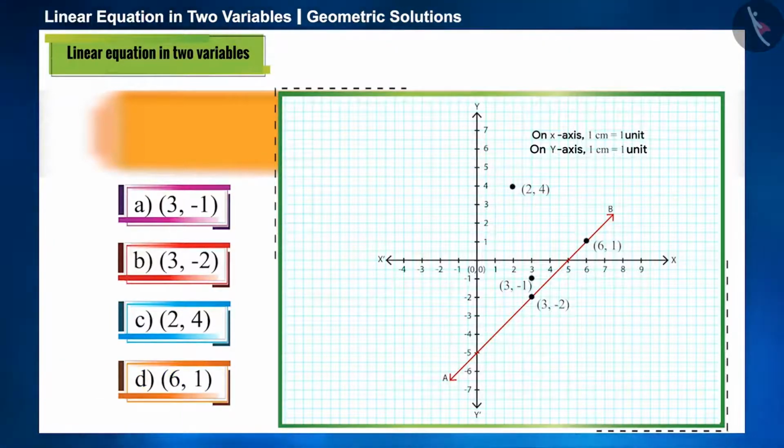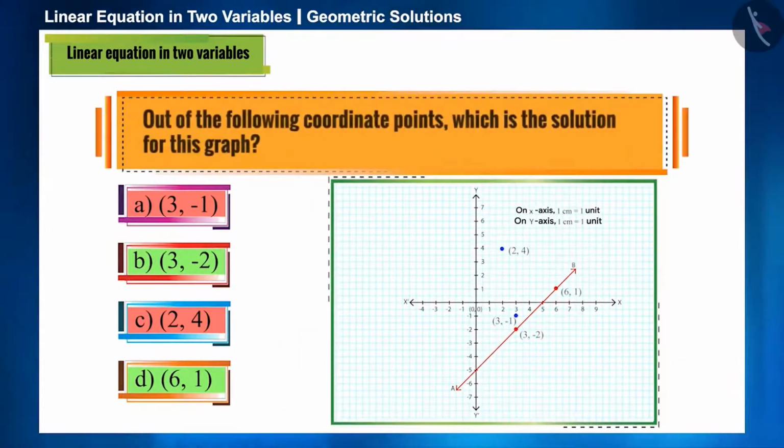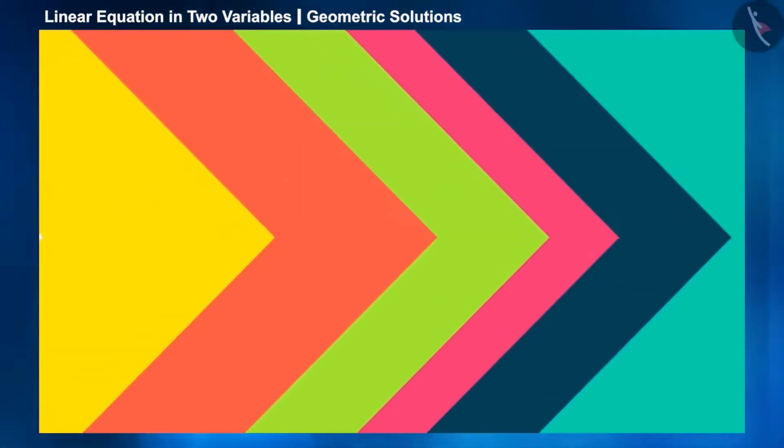Here 2 points 3, -2 and 6, 1 are on this line. That means both these points are solutions of this equation. Let's move to the next question.